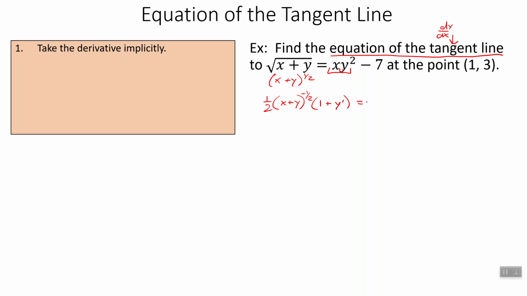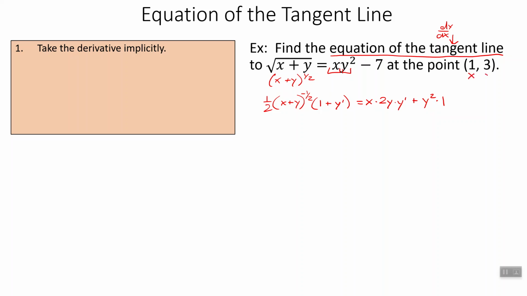equals, now we're doing a product rule here, so it's first times the derivative of the second, so 2y times y prime, there's a chain rule happening there, plus the second, y squared, times the derivative of the first, derivative of x is just 1, minus derivative of 7 is 0, so I'm not even going to write it. It's gone. Now I can try and solve for y prime, or I can plug in.